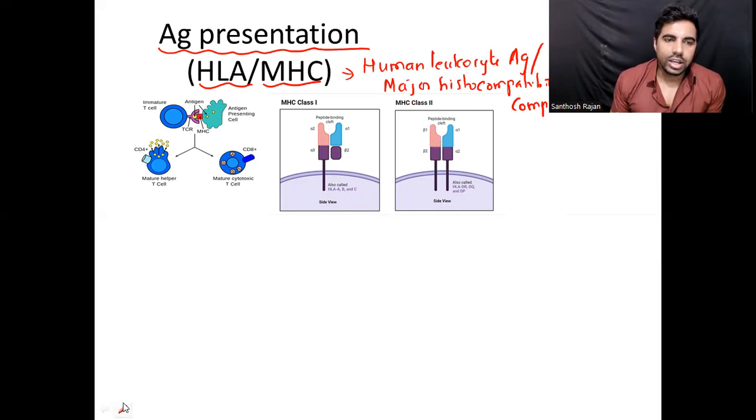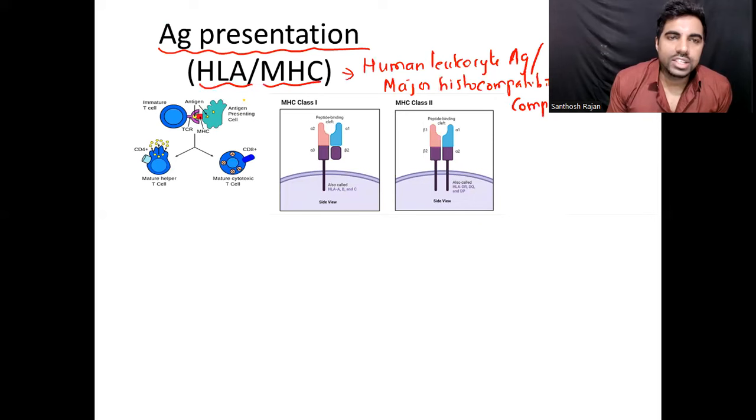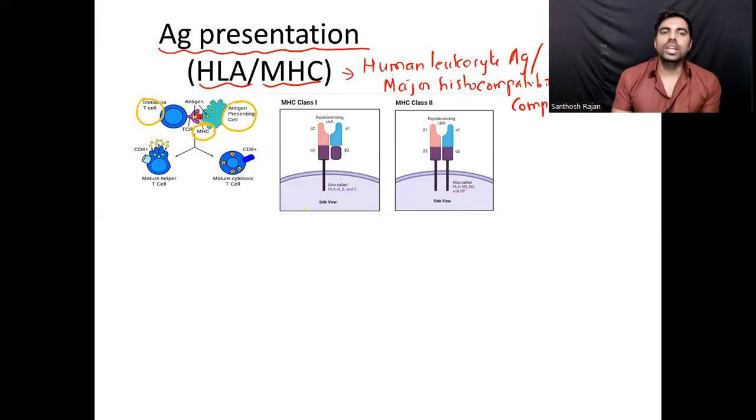If you see here, this is the antigen presenting cell. With the presence of this MHC protein only, it is presenting the antigen to the T cells. Then the T cell gets activated and releases the mediator, and then all the reactions happen. So this MHC molecule is very, very important in presenting the antigen.